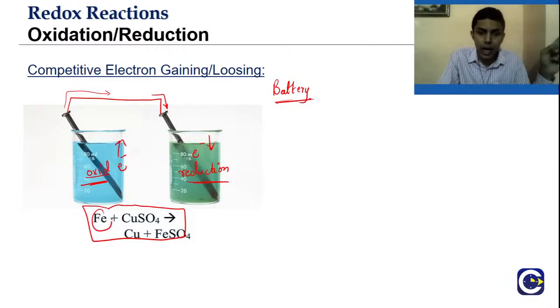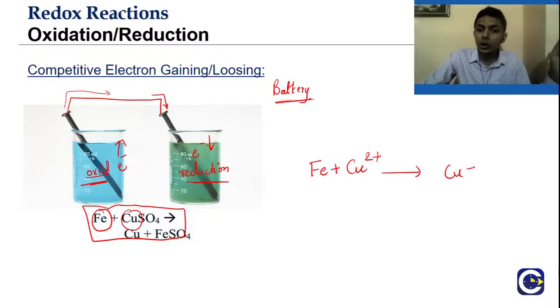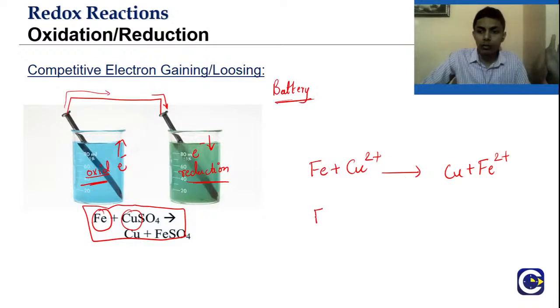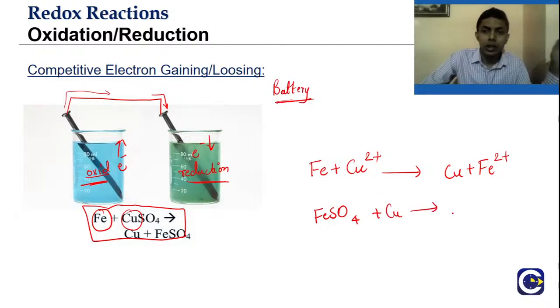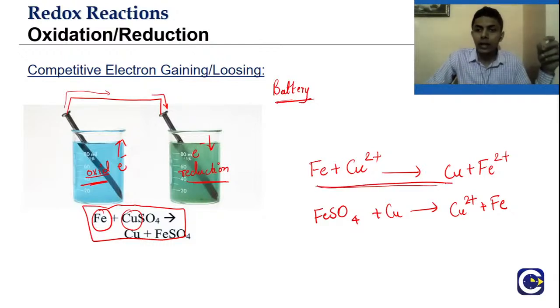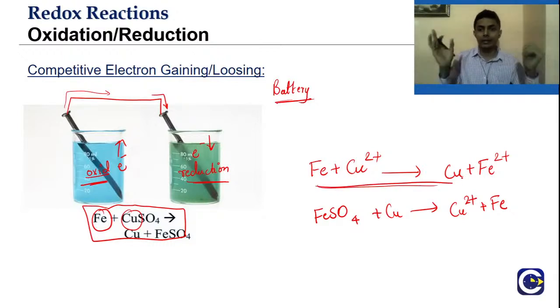So for example, if I take iron and copper, Fe and Cu2 plus, I'll get very easily Cu and Fe2 plus. Whereas vice versa, it will not happen. If you take a ferrous sulfate solution, FeSO4, and treat it with copper, you will not get Cu2 plus and Fe spontaneously. So this is what competitive electron gaining or losing tendency means.